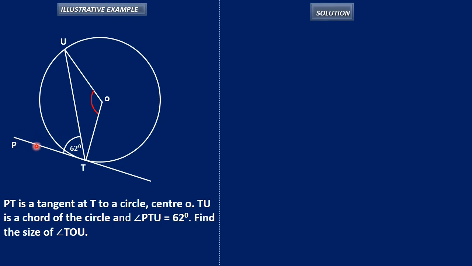Now clearly, PT is a tangent and TO is a radius. And the angle between the tangent and the radius of a circle is 90 degrees. So angle PTO is 90 degrees. Now to find this small angle UTO, the whole of this angle is 90 and part of it is 62 degrees. So when we subtract 62 degrees from 90, we get this small angle. So angle UTO is going to be 90 degrees minus 62 degrees, which gives 28 degrees. So let's put our 28 degrees here.